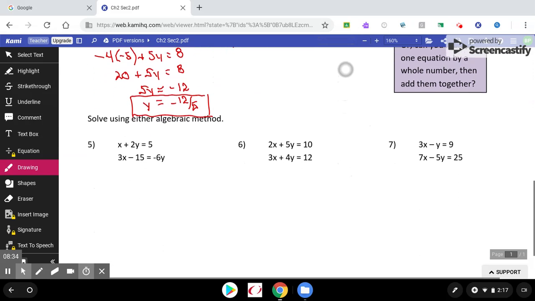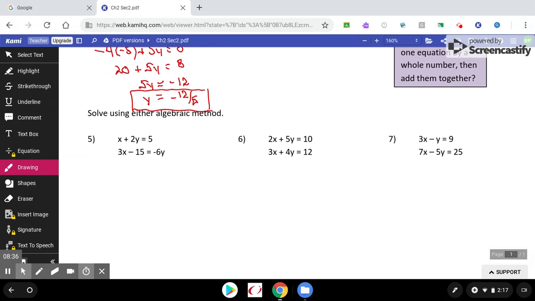And also take a look down here. It does say solve using either algebraic method. So the ones at the bottom might not be a bad group to check out because you are going to be asked on a quiz or a test to choose. And if you can choose the right way, the better way, you're more likely to get them right.